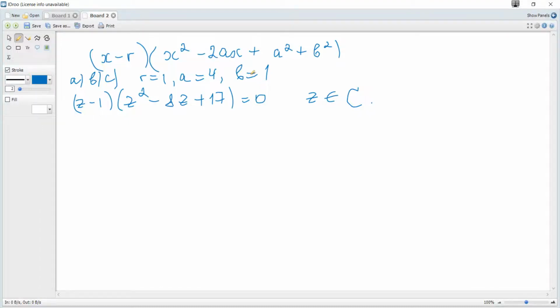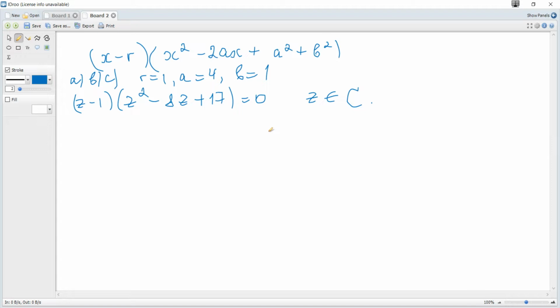It is given the next information. This question asks you to explore cubic polynomials of the form (x − r)(x² − 2ax + a² + b²) for x real, and corresponding cubic equations with one real root and two complex roots of the form (z − r)(z² − 2az + a² + b²) = 0 for z a complex number.